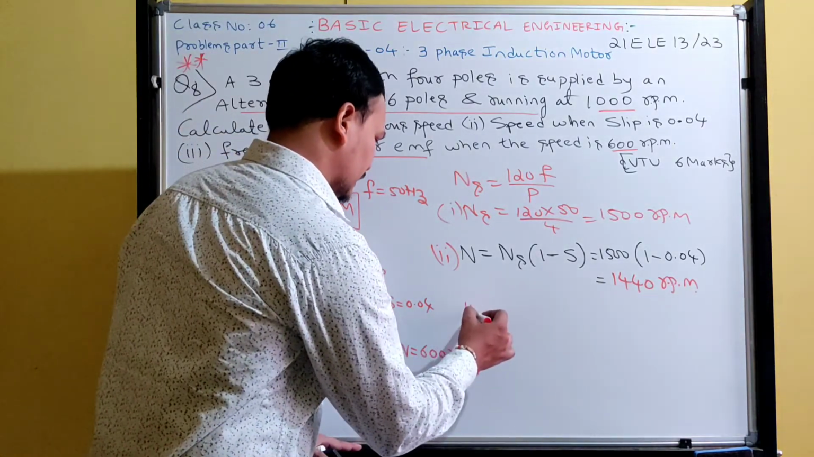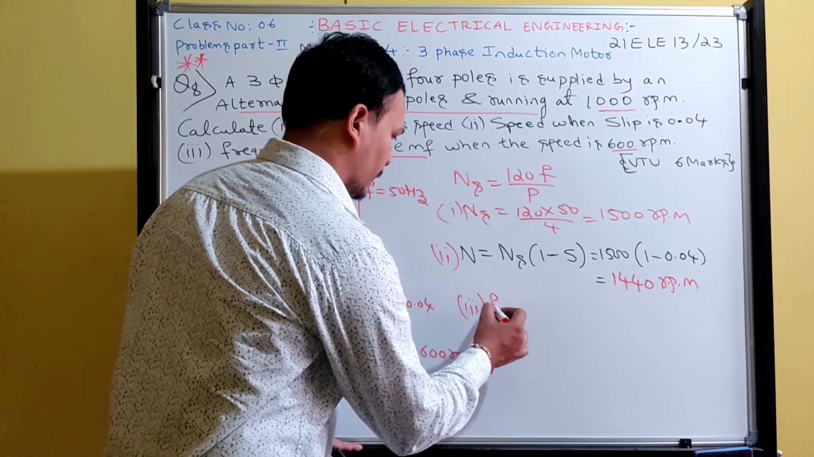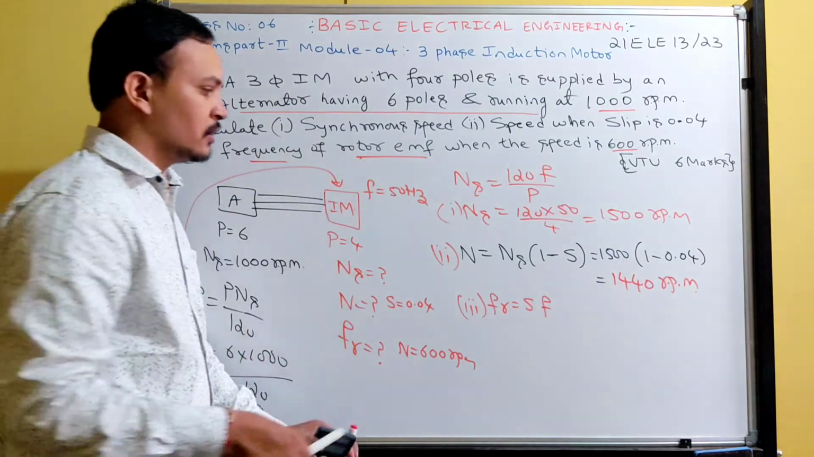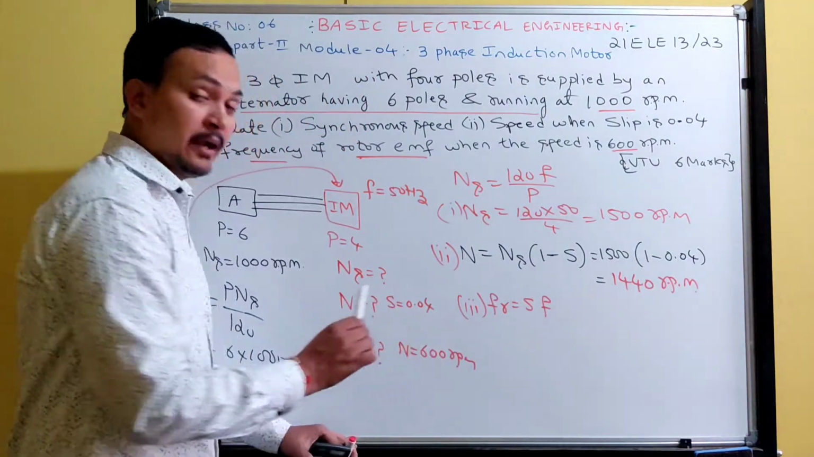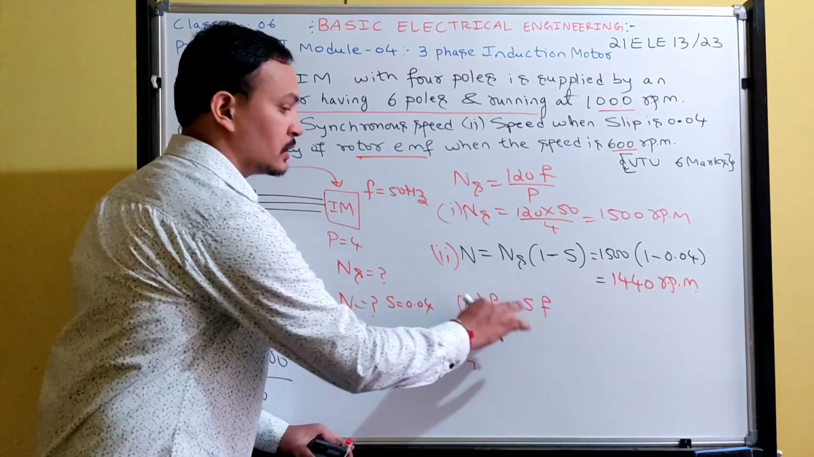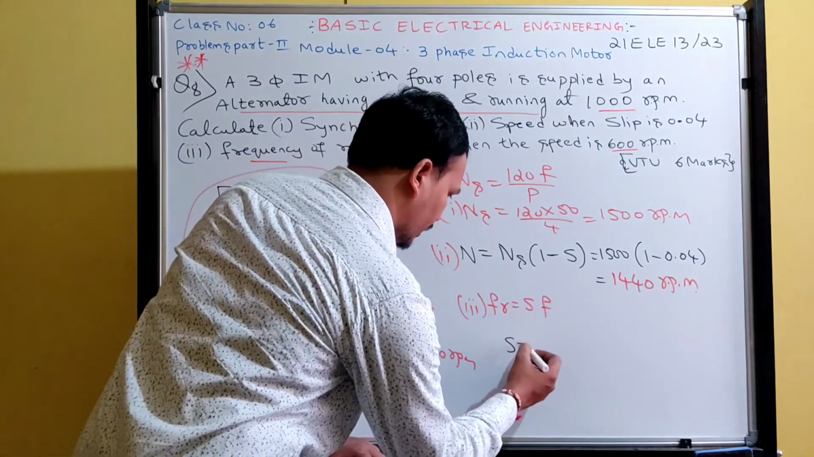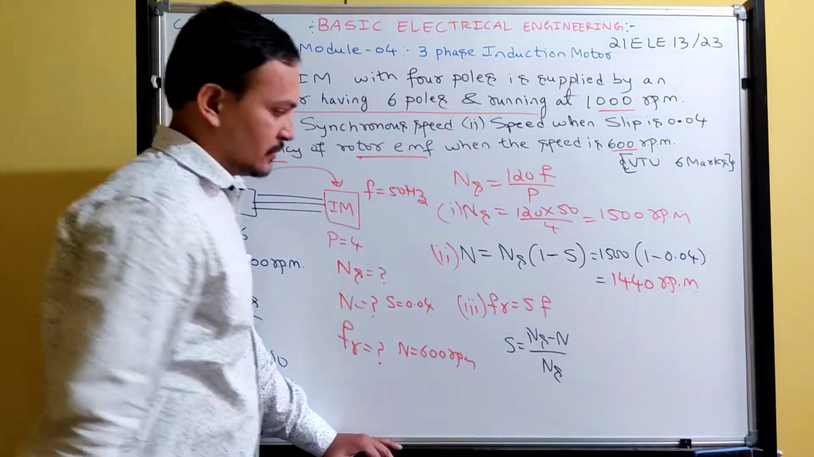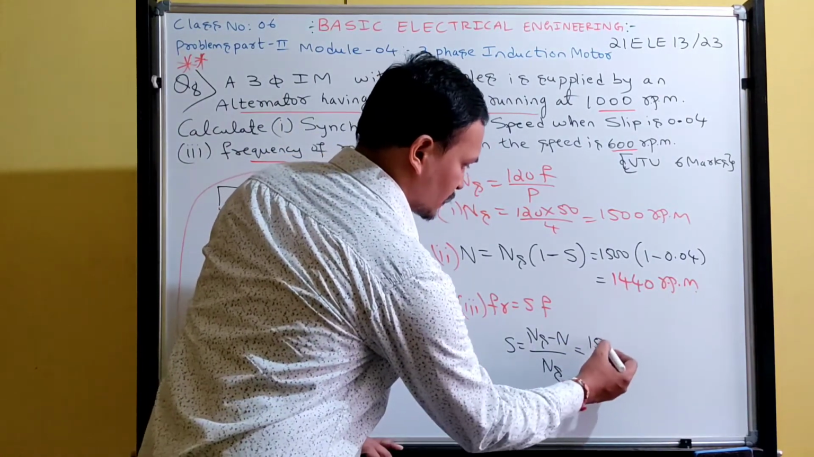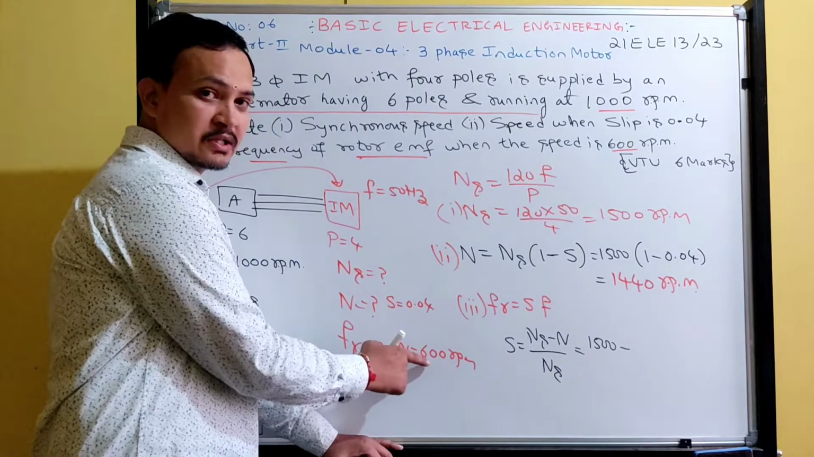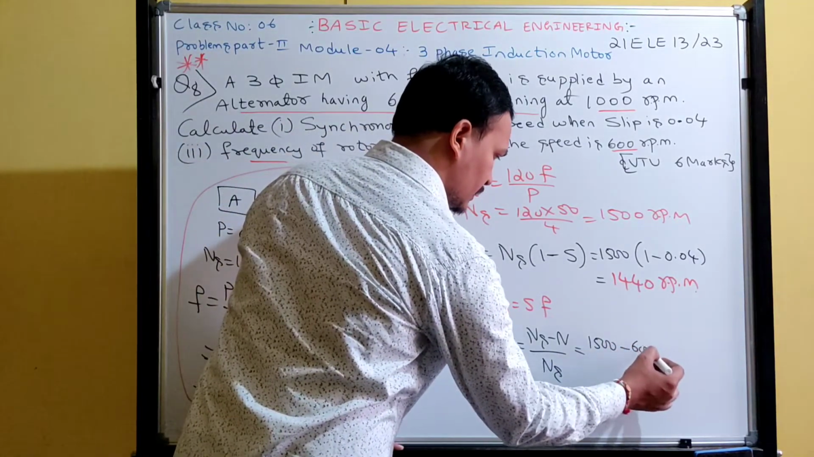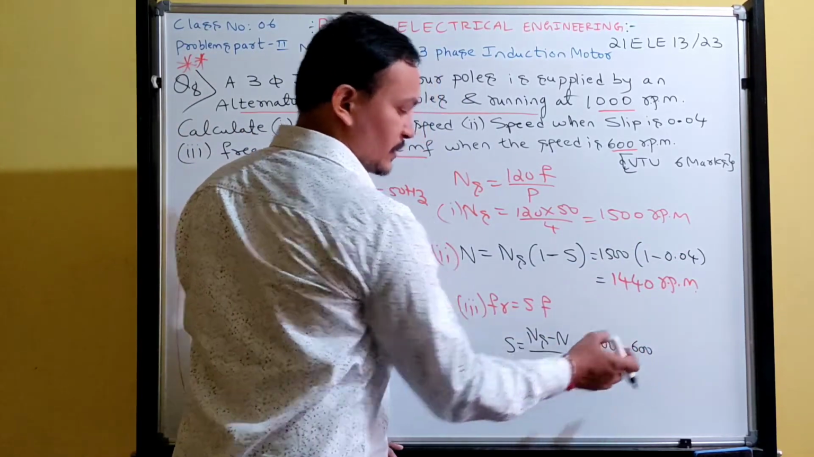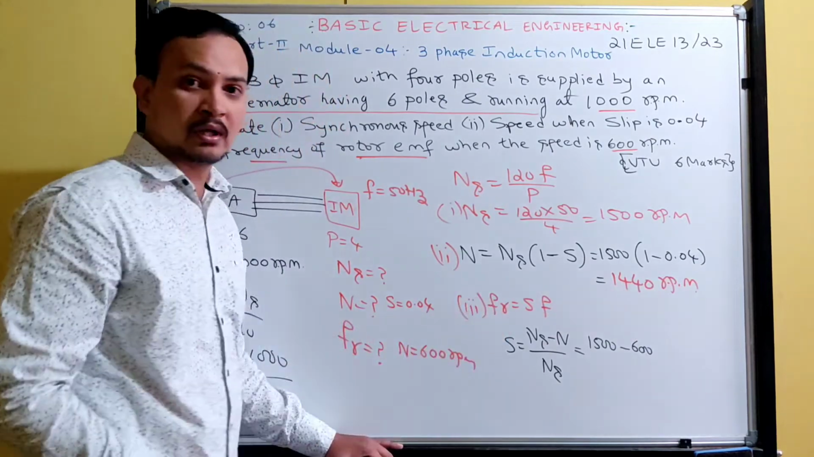Now for the third question, you can stick to the formula Fr is equal to S f. My intention is to find what the slip is at this speed. When the motor runs at this speed, what is the slip? So let me calculate. What is the slip formula? Ns minus N by Ns. What is Ns? 1500. Minus N, and N is 600. At 1440, that was the slip, but we don't know what the slip will be at this speed. If I know the slip, then only I can calculate the rotor frequency.